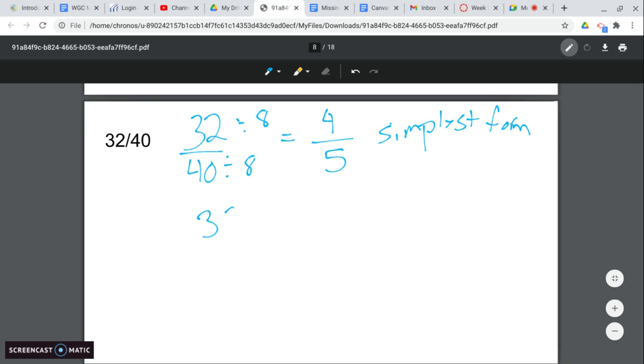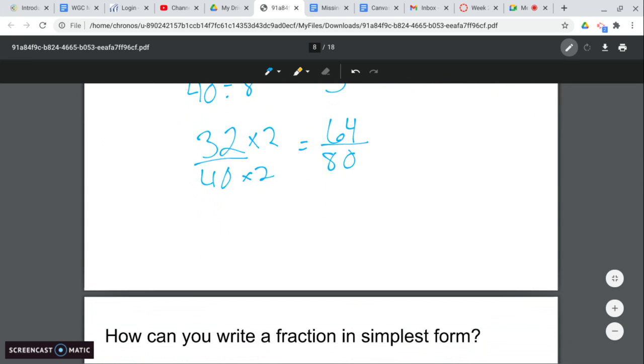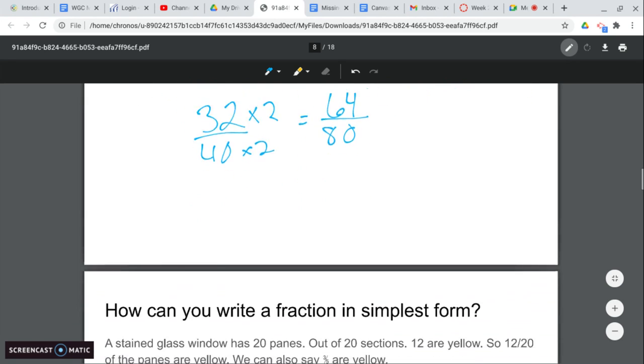So 32 times 2 is 64, and 40 times 2 is 80. So, like I said, we're just finding other fractions that represent the same amount. Both 32/40 and 64/80 represent 4/5 of a whole.